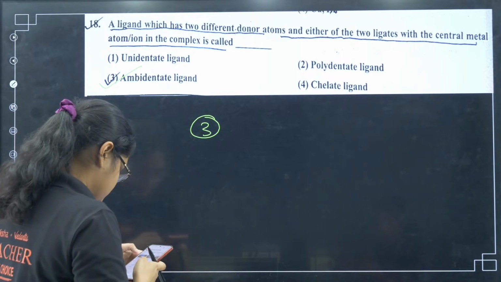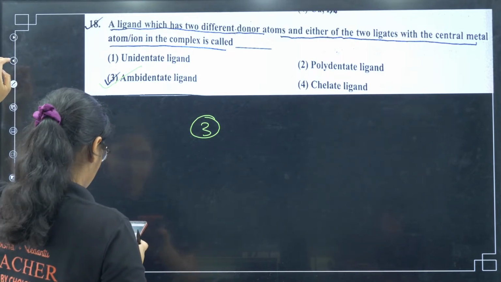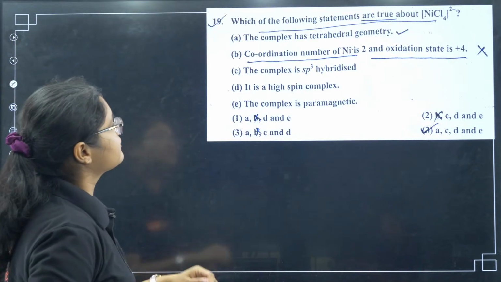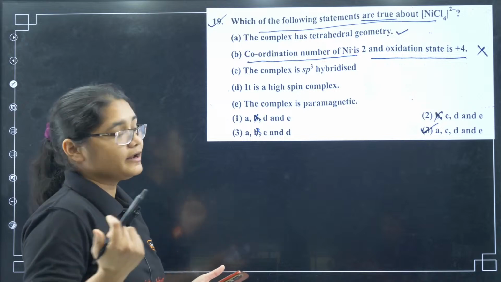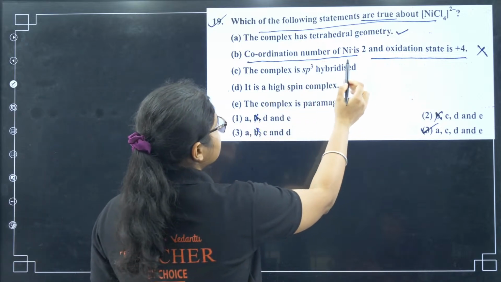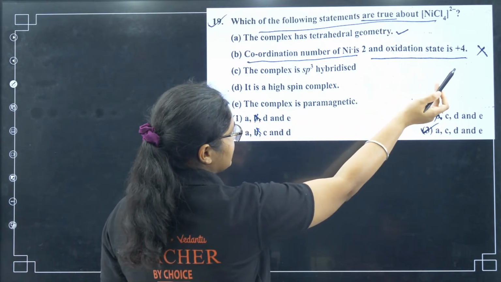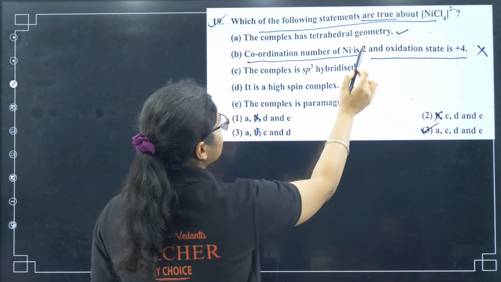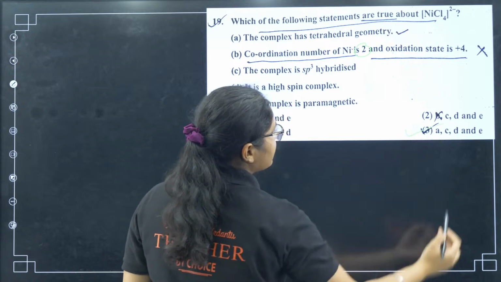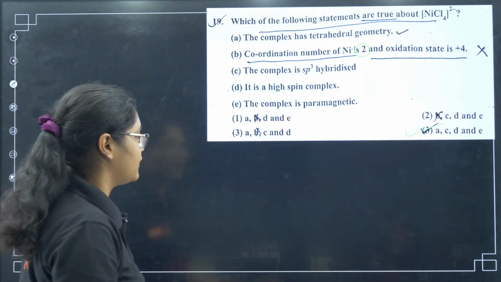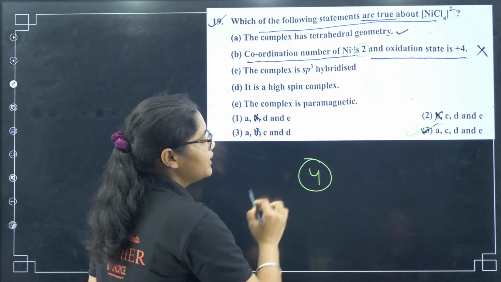Okay. Next, moving to question number 19, which of the following statements are true about NiCl4? So the complex has tetrahedral geometry, that is true. Coordination number of Ni is 2 and oxidation state is +4, that is wrong because coordination number is 4. So B is incorrect and we have only one option where the B's are not correct, so that is option number 4 here.